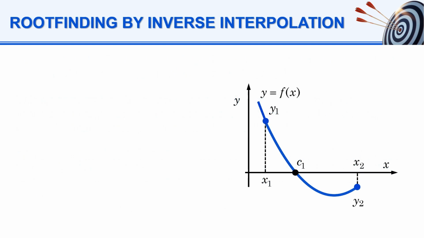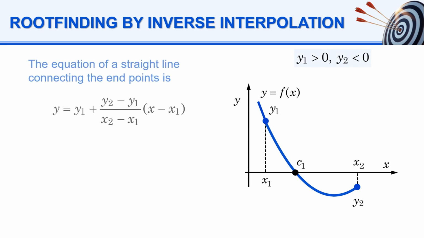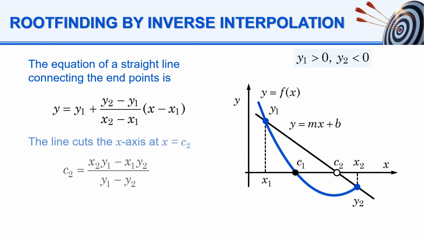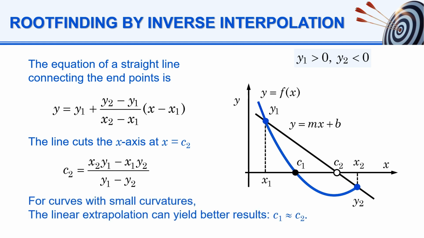Consider a curved segment that intersects the x-axis between x1 and x2. The equation of a straight line connecting the endpoints is obtained as follows. The line cuts the x-axis at x equals c2. Note that the true root c1 and the estimate c2 are quite far apart. But for curves with small curvatures, c1 is approximately equal to c2, and the linear extrapolation can yield better estimates.